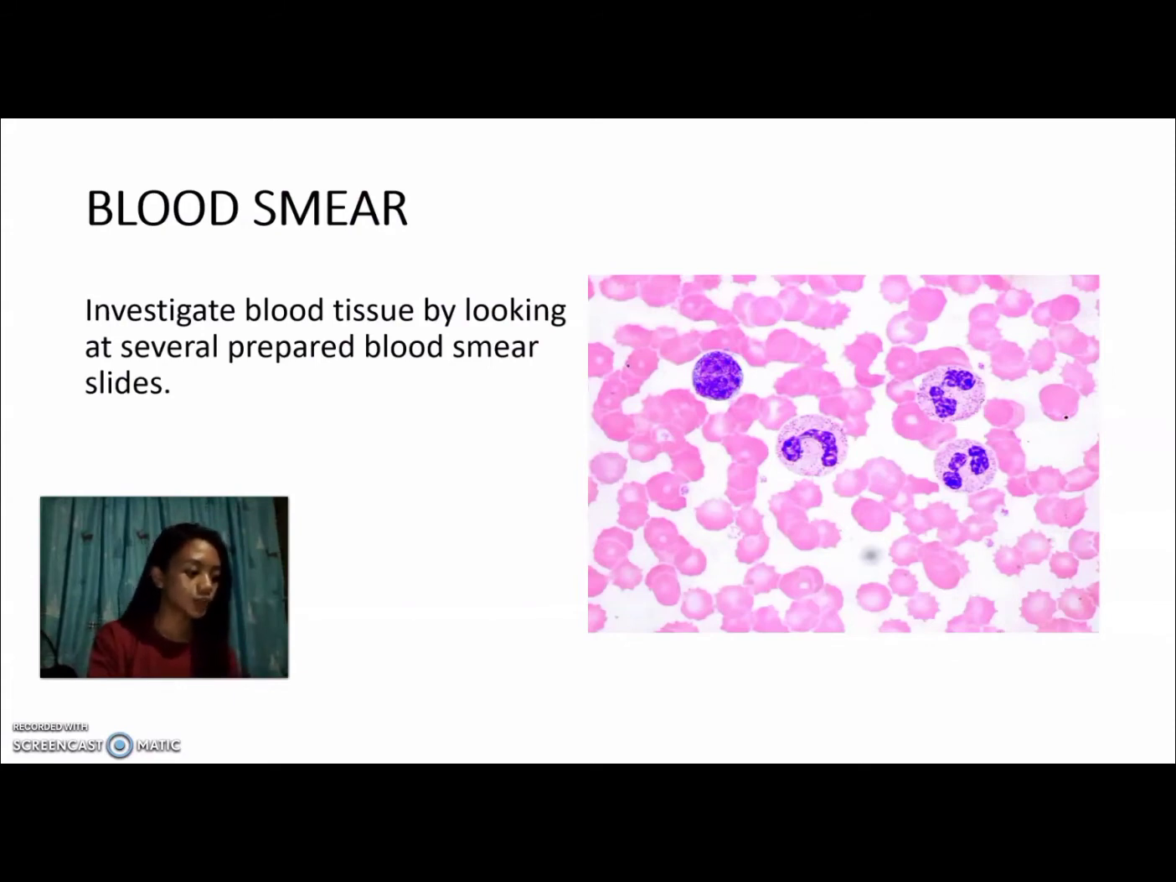Investigate blood tissue by looking at several prepared blood smear slides. As the name implies, it is merely some blood smeared on a slide, then prepared for microscopic examination. Okay? Blood smear is yung blood na ilalagay sa slide. Yun yung time na itetest yung blood para ma-determine yung white blood cells or the RBC.